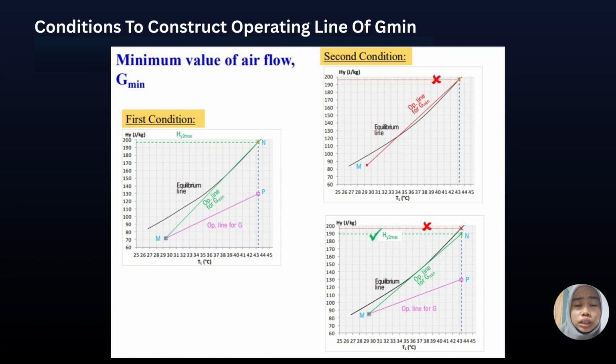In the second condition, we can see that the operating line for G min crosses over the equilibrium line and part of it is above the equilibrium line, which is not the right way to sketch the operating line. The above graph is the wrong interpretation for the operating line of G min. The below graph is the right interpretation because point N intercepts at TL2 and is not crossing but tangent to the equilibrium line.